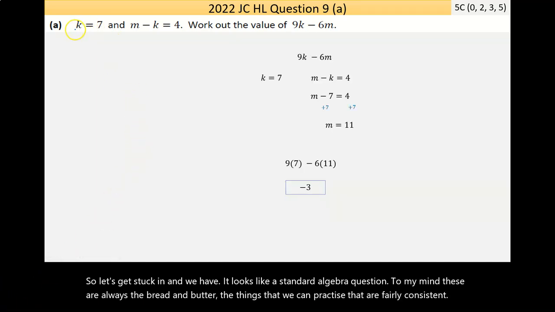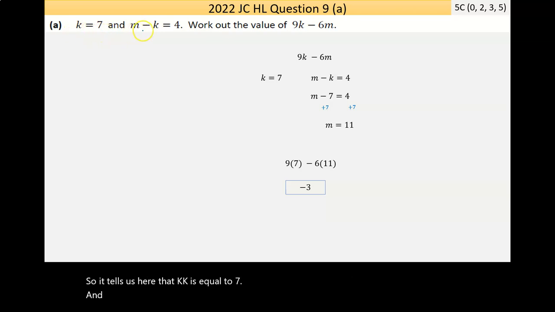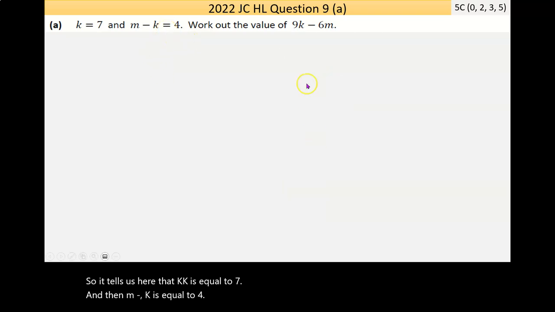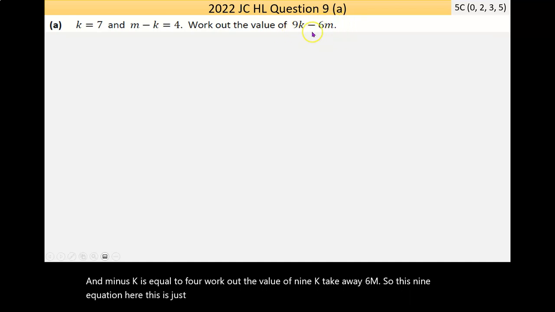So it tells us here that k is equal to 7, and then m minus k is equal to 4. Work out the value of 9k take away 6m. So this is not an equation here, this is just an algebraic expression. But we're told information about it.